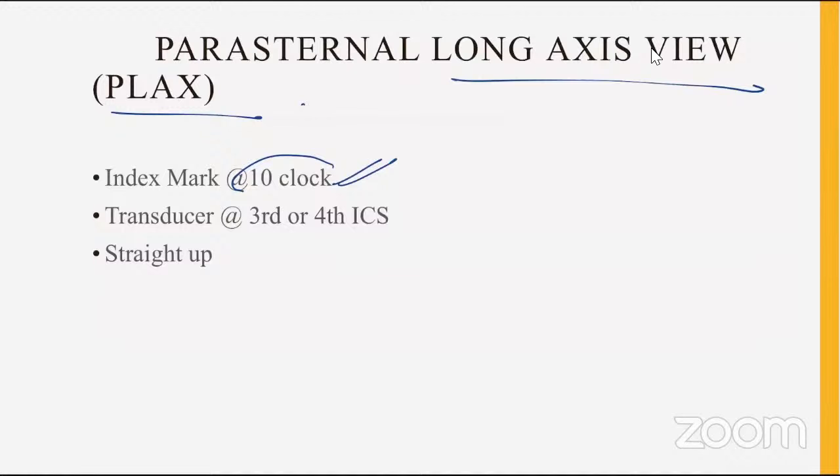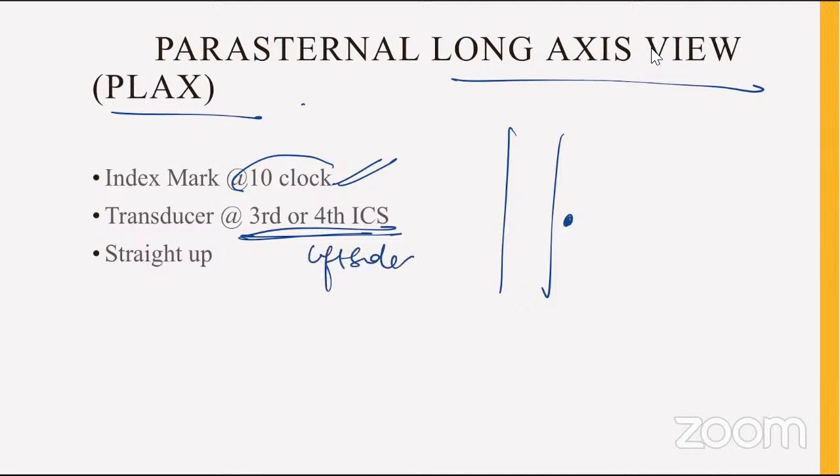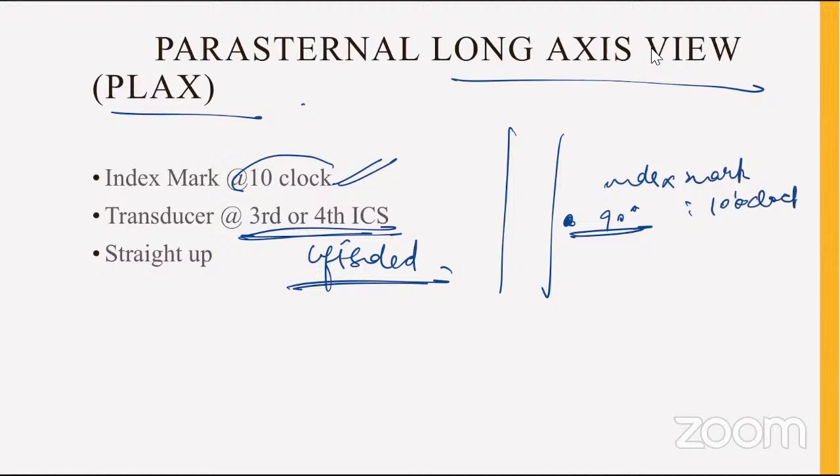We'll put this probe, this is sternum. We'll put this probe in third or fourth intercostal space parasternally, left-sided. Here at 90 degree. And the position of index mark is at 10 o'clock. Clear? And we'll put this probe straight up, that is at 90 degree.